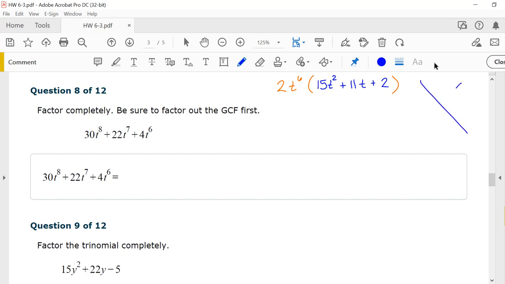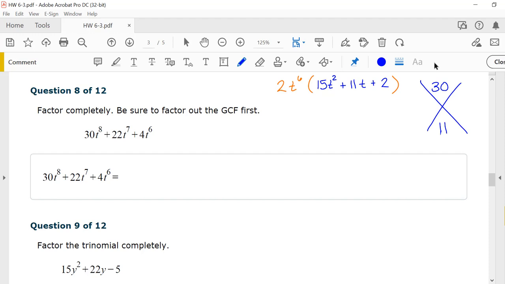I'm going to do my x. 15 times 2 is 30. And then I want 11 down on the bottom. Notice this time that our leading coefficient is not a 1. We're going to have to do factor by grouping.